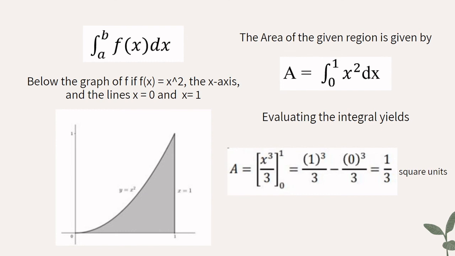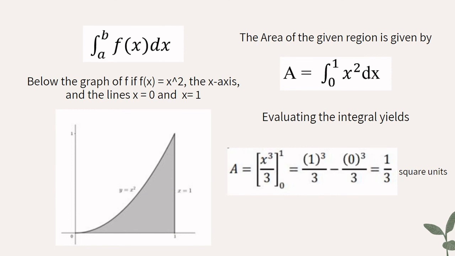If f is continuous on the closed interval [a, b] and f of x is greater than or equal to 0 in the interval, then the area of the region bounded by the graph of f, the x-axis, and the lines x is equal to a and x is equal to b is given by the integral of f of x dx evaluated from a to b.